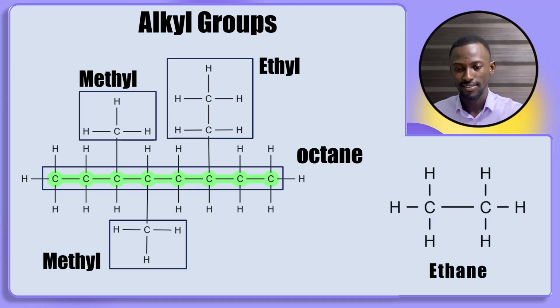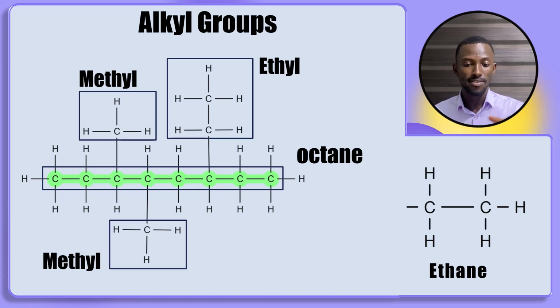This is ethane. 2 carbons bonded with 6 hydrogens. But suppose one of the hydrogens is lost. Then this is no more an ethane. It's now what? Ethyl. So this ethyl is gotten from ethane.